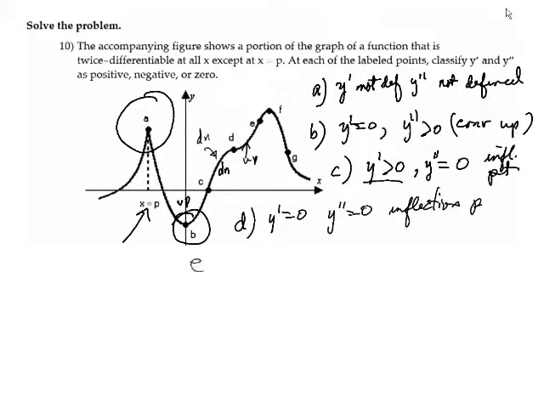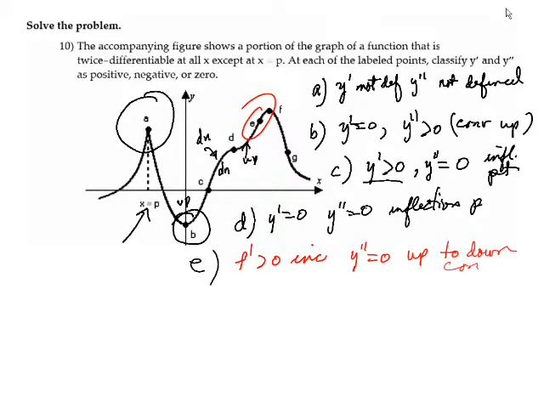Now point E, it looks like the first derivative is more than 0. It's increasing. And it looks like the second derivative would equal 0, because it looks like it's going from being concave up to down in concavity. So it's an inflection point.